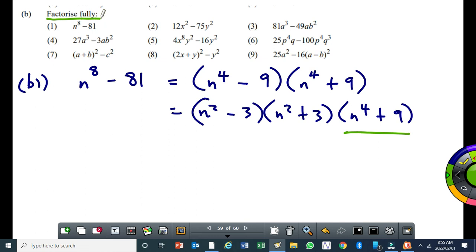I'm trying to get what you mean. Are you saying after factorizing for the first time, right? You don't factorize the second one. You only factorize the expression which can be factorized. So here, you can't factorize n to the power 4 plus 9 because it's a sum of 2 squares. A sum of 2 squares cannot be factorized. Is that clear to everyone? A sum of 2 squares cannot be factorized. You only factorize a difference of 2 squares.